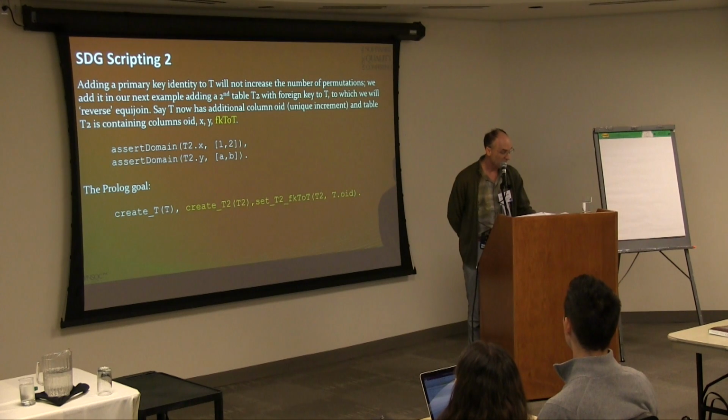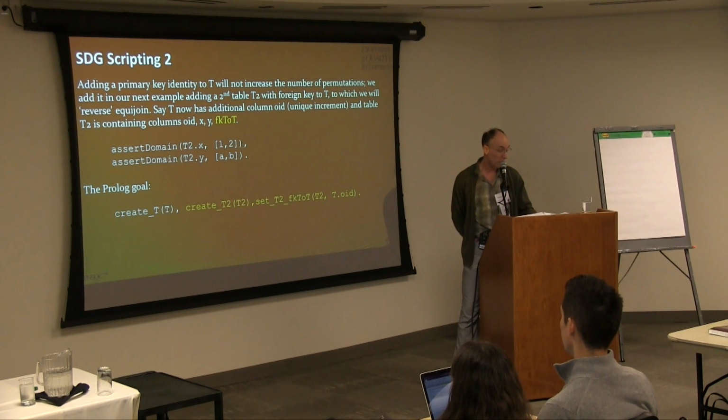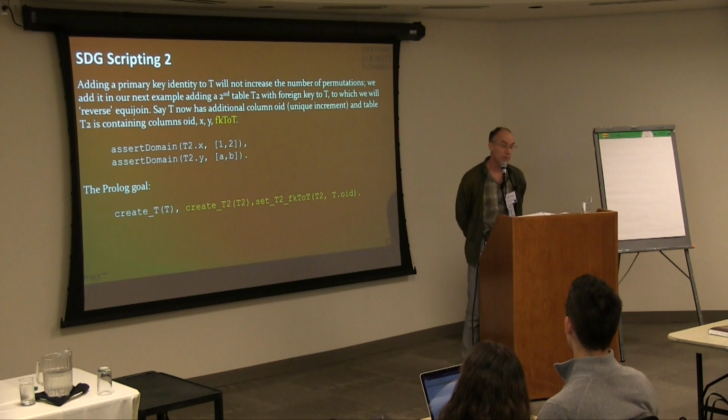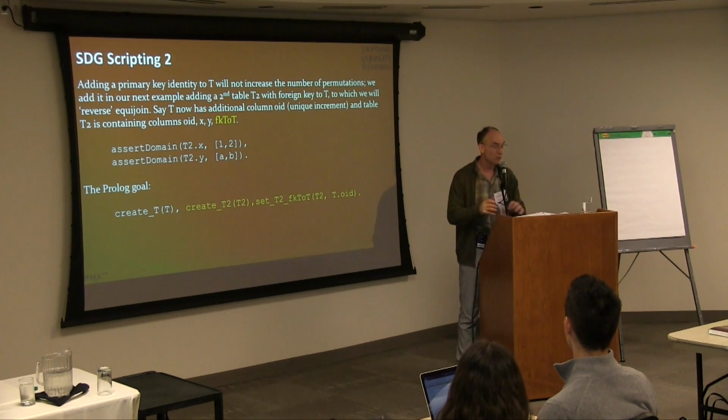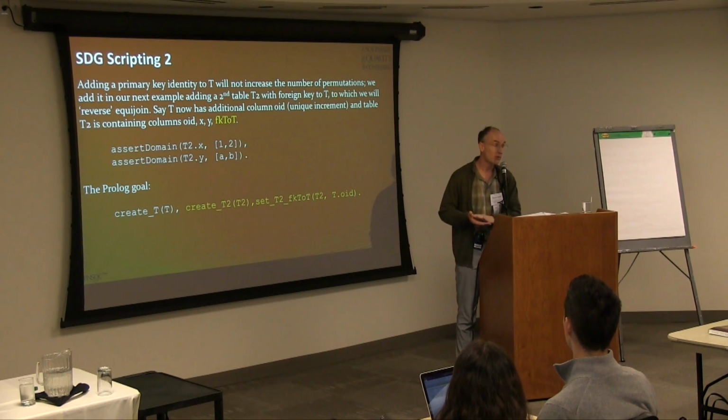It also has columns X and Y over domains 1, 2, and AB. On the bottom line there, you'll see our added code where we create our T2. And here's the object setter, which was generated. We're setting foreign key to T on T2 to be the OID, or the primary key of T. So you can think of that as a reverse join. If you're familiar with SQL, joins are used to relate 2 tables or show how the 2 tables are related. This is the reverse of that.